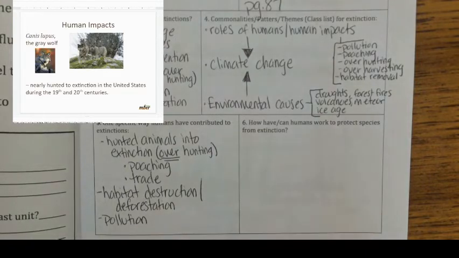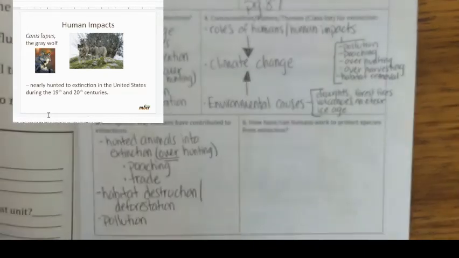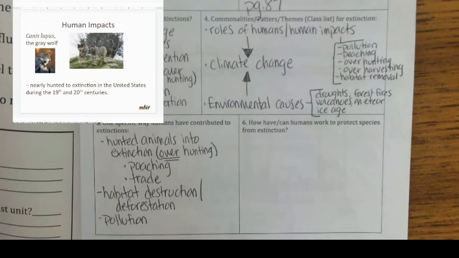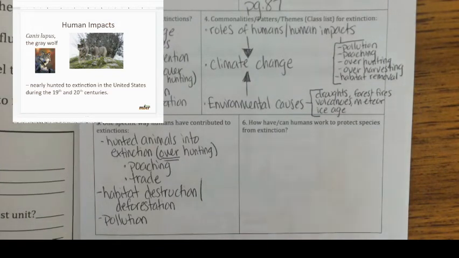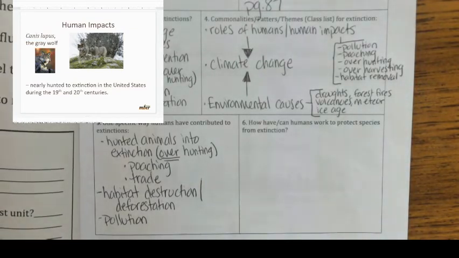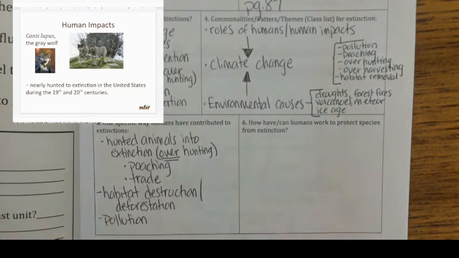So another case of something that has been going on throughout history is the human impact on wolves. Wolves, or Canis lupus, which is its scientific name, is the gray wolf specifically, not just wolves. And they were nearly hunted to extinction in the United States during the 19th and 20th centuries.